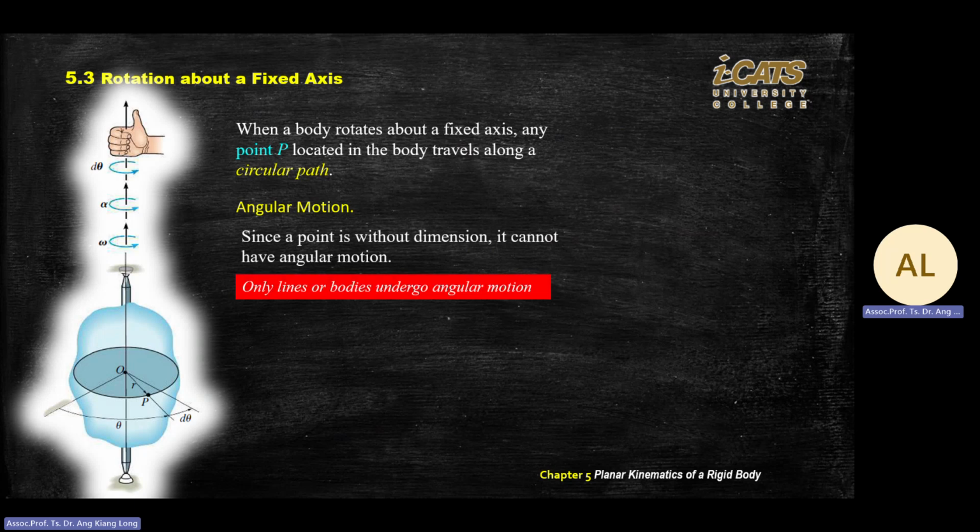So angular motion, since a point is without dimension, it cannot have angular motion. So only lines or bodies undergo angular motion. Angular motion can only work when you see it as a body. You cannot use a point without dimension to do the analysis. So here you have a distance between the origin O on the body to the point of interest P, which we label as R.